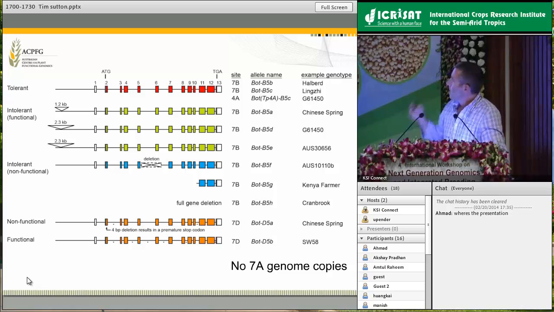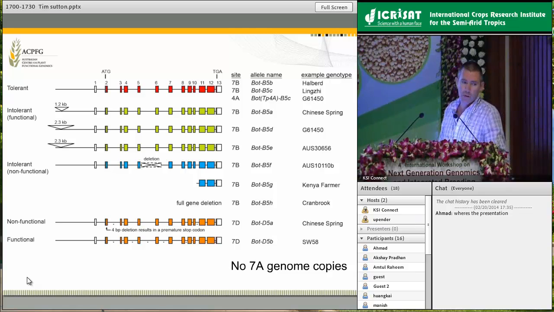So there are lines, for example, like Chinese Spring, that contain intolerant versions, partially functional versions of the allele, and we believe this is due to insertions in the promoter sequence that drastically reduce the function of the transporter, the expression I should say. There are also intolerant alleles from different cultivars that have deletions within the gene that cause non-functional versions. There are cultivars that have highly truncated versions, and there is our intolerant parent of our mapping population, Cranbrook, which has an actual full gene deletion.